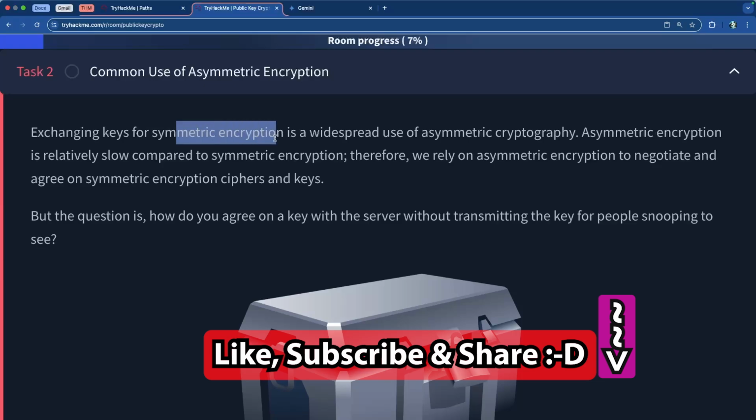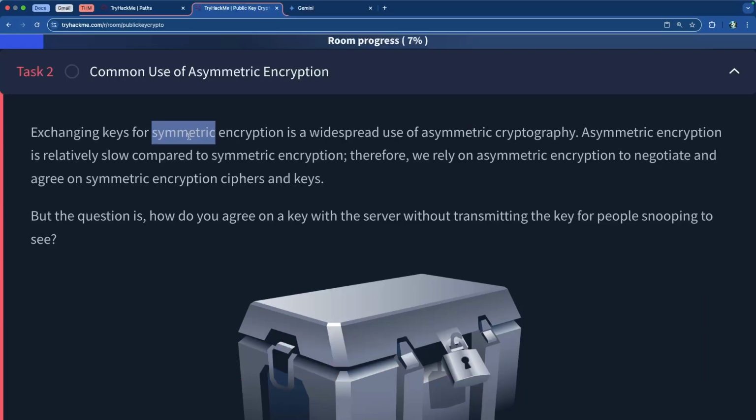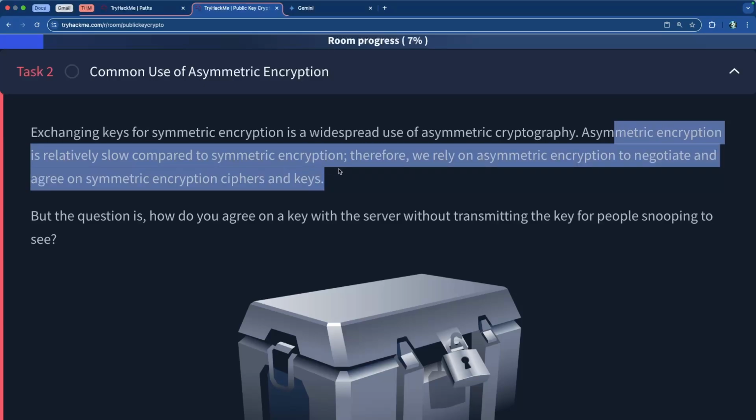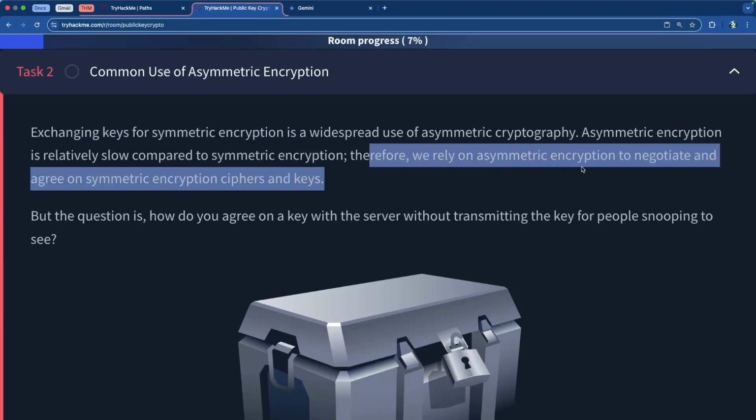Exchanging keys for symmetric encryption is a widespread use of asymmetric cryptography. So to be able to send a key, a private key or a password to somebody, is one of the most common uses for asymmetric cryptography, which essentially encrypts the communication medium that you're using to communicate with the other party, so that you can send them the private key. So asymmetric encryption is relatively slow compared to symmetric encryption. Therefore, we rely on asymmetric encryption to negotiate and agree on symmetric encryption ciphers and keys.